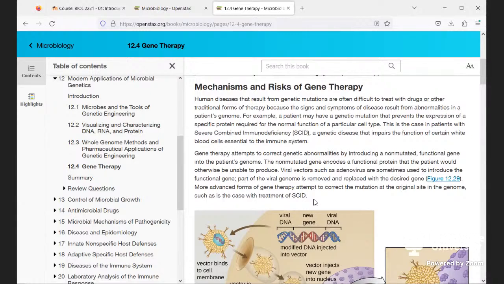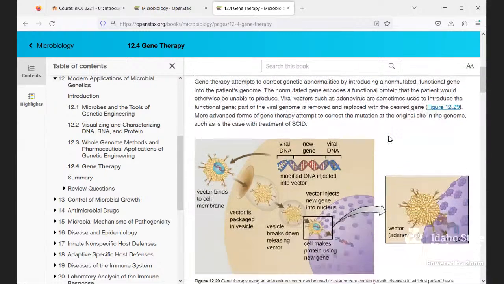So shortly after that, a couple of years, the first child with SCID got cured with some gene therapy, right? Which seems pretty unfortunate for little David, all right? But there were also problems, all right?